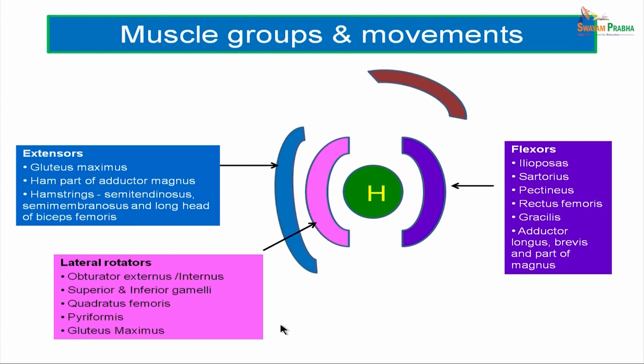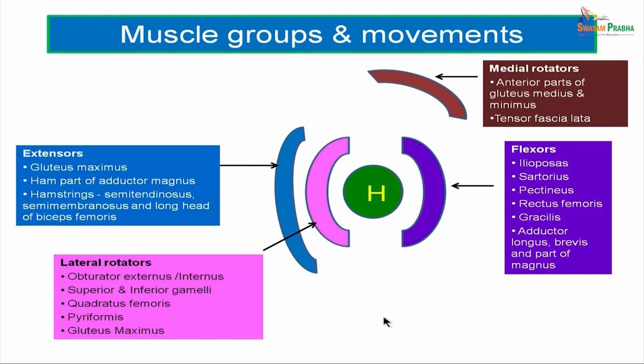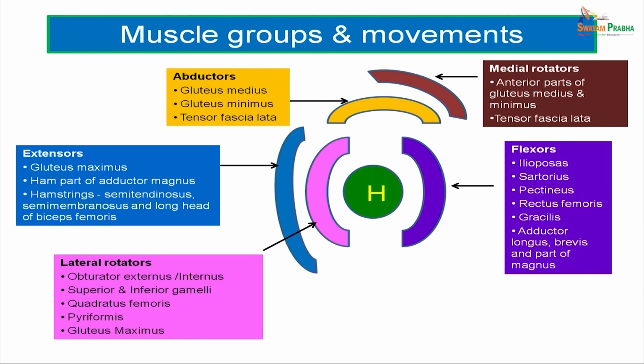On the antero-superior part of the hip joint are placed the medial rotators, which include the anterior part of gluteus medius and minimus and the tensor fasciae lata. The posterior superior aspect and the superior aspect of the hip joint are related to the abductors, which are the same muscles, gluteus medius, gluteus minimus, and tensor fasciae lata. If you compare these two muscles, the anterior parts of gluteus medius and minimus and tensor fasciae lata cause medial rotation, and the same muscles also cause abduction at the hip joint.